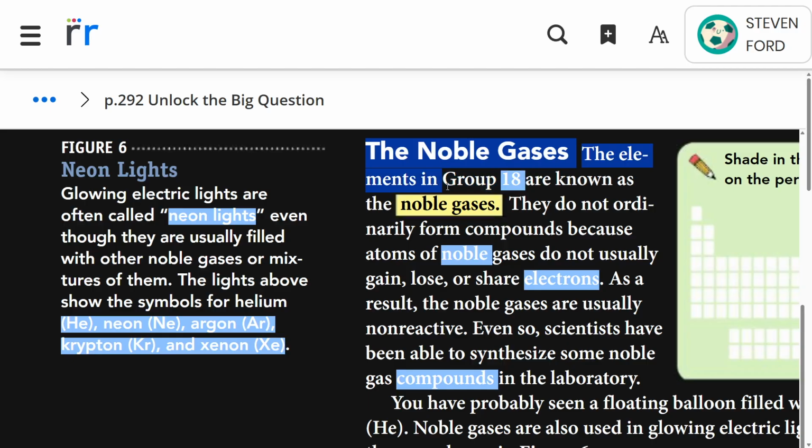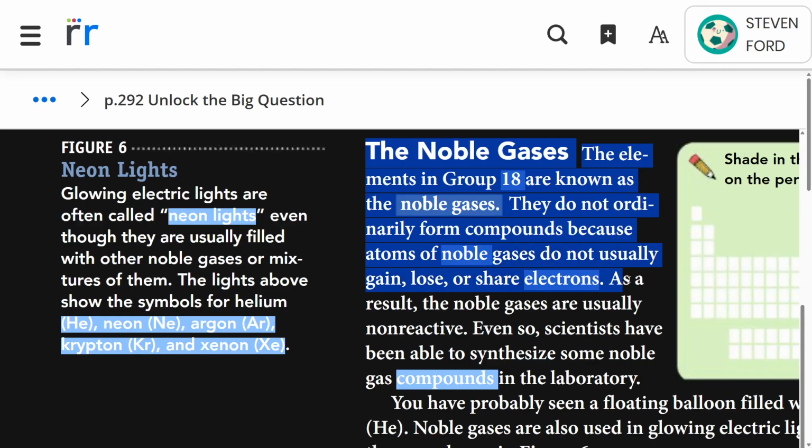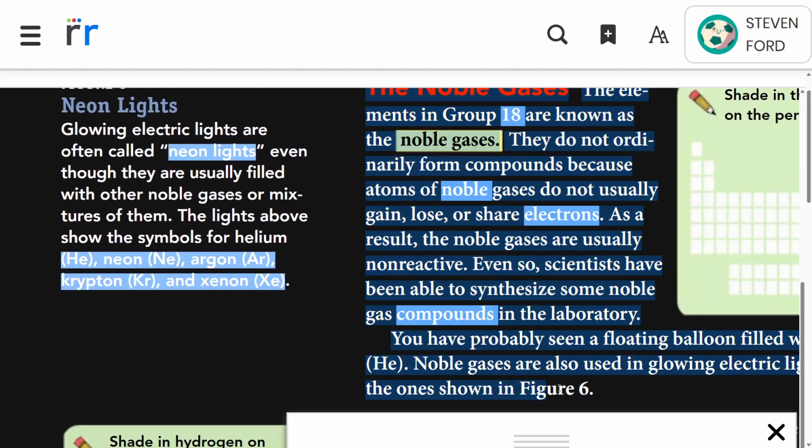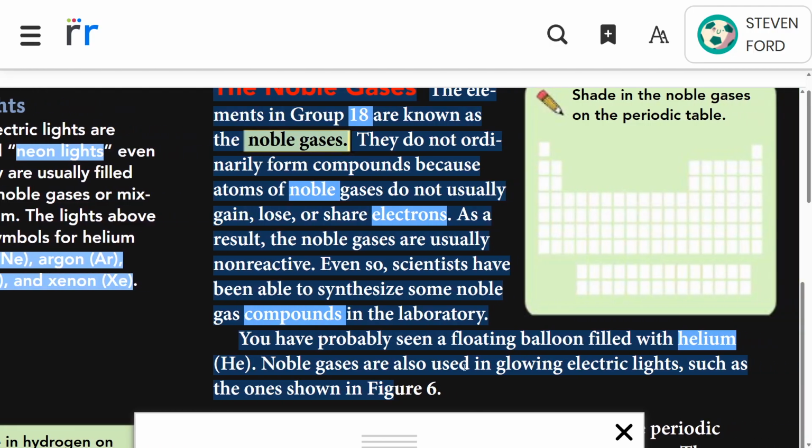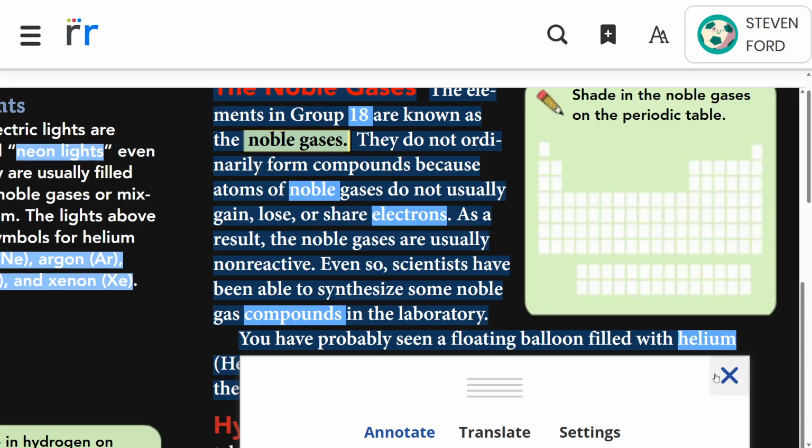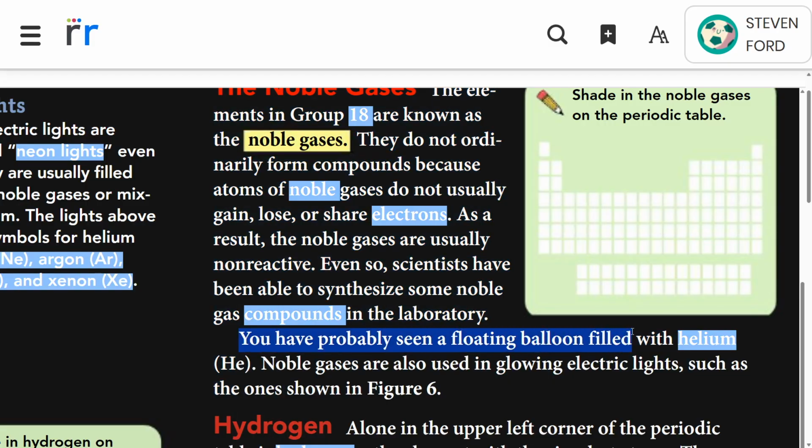Noble gases. The element group 18 is known as the noble gases. They do not ordinarily form compounds because atoms of noble gases do not usually gain, lose, or share electrons. As a result, the noble gases usually are non-reactive. Even so, scientists are able to synthesize some noble gas compounds in the laboratory. You have probably seen a floating balloon filled with helium, He. Noble gases are used in glowing electrical lights such as the one shown in figure 6.